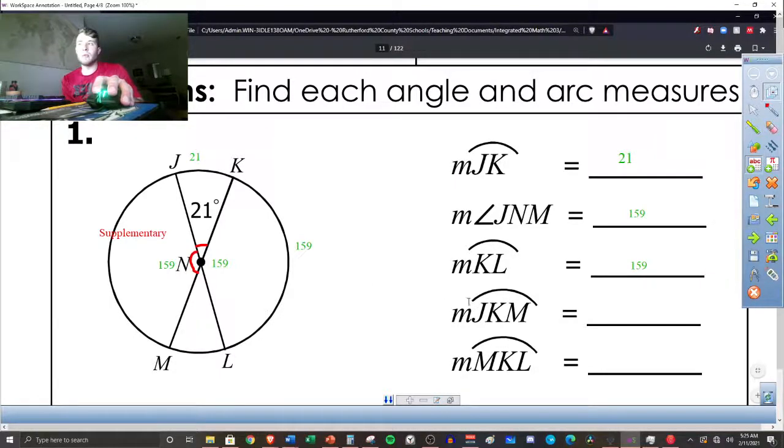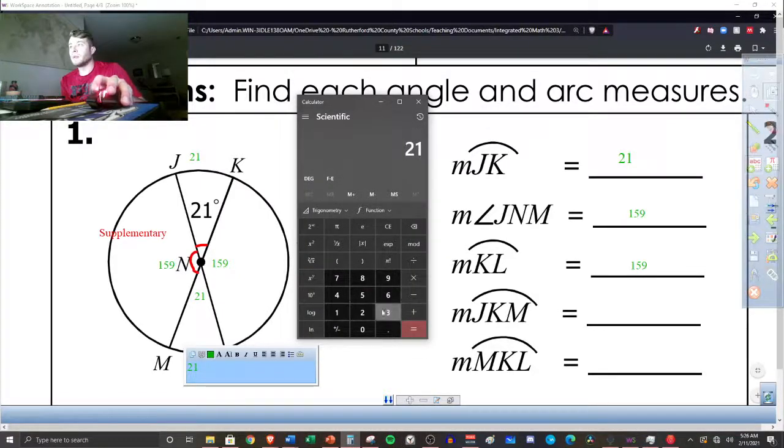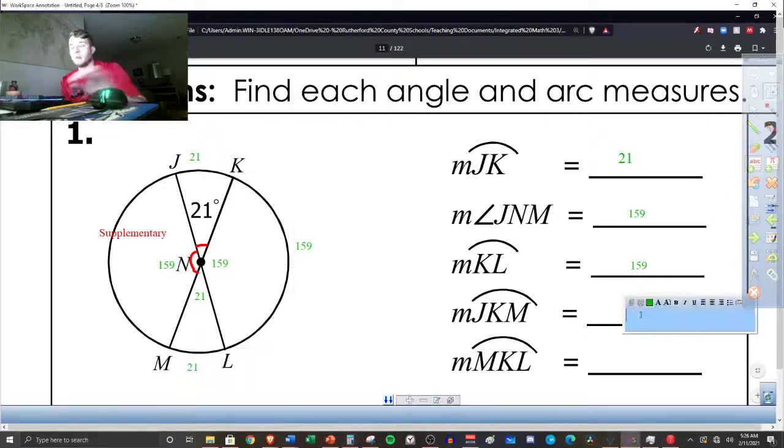All right, so now we get what we call a major arc. Whenever you see 3 letters, that's going to be a major arc. Major arcs always have to be greater than 180. So if you ever get a major arc that is less than 180, you know you did something wrong, okay? So J, K, all the way to M, that's how you follow. It's going to be around the circle, the way the letters are presented. So we're going to combine these. This is 21, 159, and then what does this one have to be? Well, that's also 21 because of vertical angles. So it's going to be 21 plus 159 plus 21. So 201 is what we should have got there. Very good.